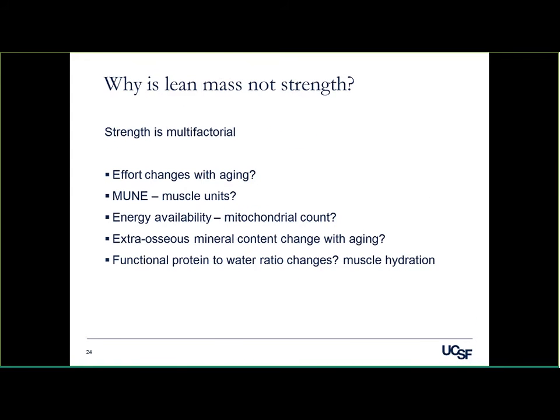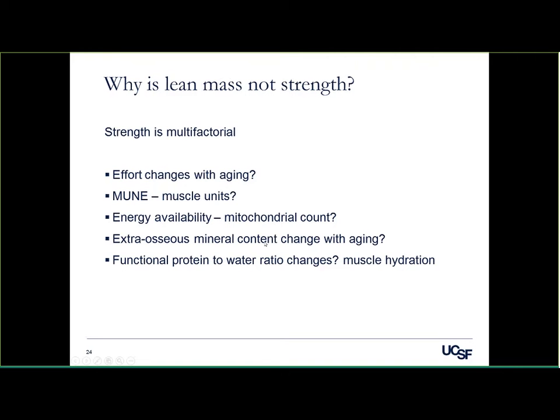So why is lean mass not strength? I'm not going to dwell on this because it's been talked about all day, but the things I wanted to talk about are potential error sources in DXA. The effort I can't do anything about as a data scientist, muscle units I can't do anything about, mitochondrial count and your capacity for energy utilization I can't really do anything about. But there are some errors that people don't take into consideration that need to be explored.